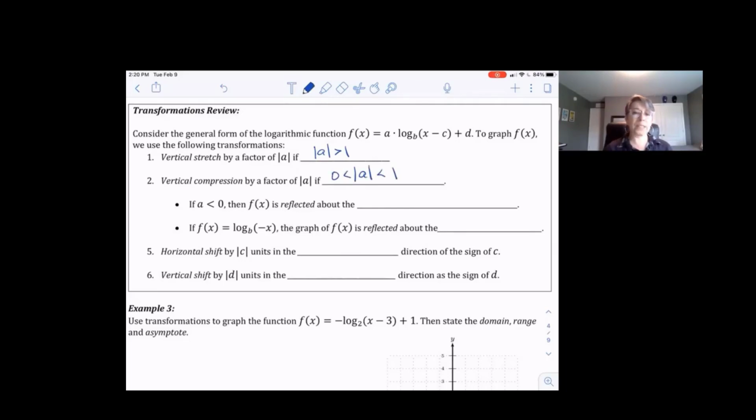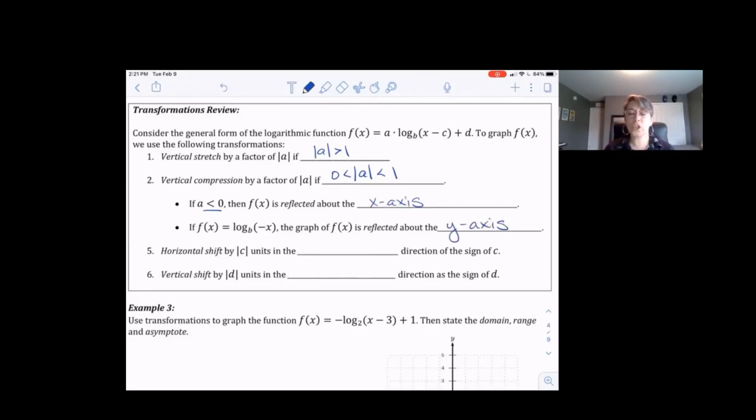And again, we're focusing on the absolute value because if it's negative, if a is less than 0, then that means we're multiplying the y values by a negative, and when y values change from positive to negative, that means it's reflected about the x-axis. On the other hand, if it's our x value that's being multiplied by a negative, our argument on the inside, our x values are changing from positive to negative, that means it's reflected about the y-axis.